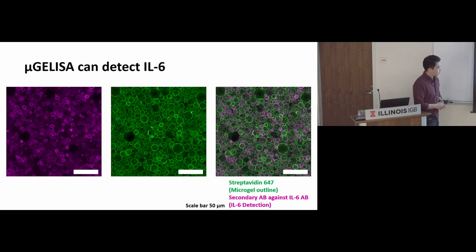So the first result that I'll show you is that the microgel ELISA can actually detect IL-6. As I said, the green is just the streptavidin 647. And by adding all the components that I mentioned, you can detect IL-6 in purple. But as you can see here, the fluorescence is very heterogeneous, in the sense that some microgels are fluorescing, some microgels are not.